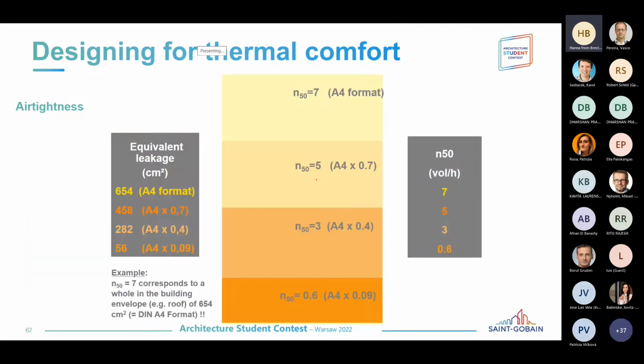Then, just to give you an idea of what it means, in case of a construction which is about 100 square meters, if I need to be somewhere around n50 equal 3, the sum of all cracks and gaps and everything else within the envelope would be around half of an A4 paper, just to have an idea. So basically, if you wish, equal to a window from the bathroom. Yeah, that's to give you a feeling of how it goes.